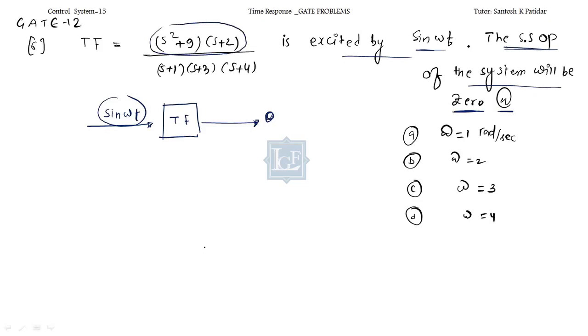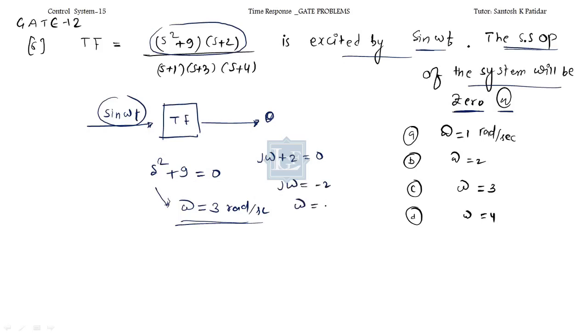definitely output will be 0 or not, tell me. When will the numerator be 0? When omega squared plus 9 will be 0. So omega equal to 3 radian per second. Correct. By solving this you will get this. If you compare this to j omega plus 2, j omega equal to minus 2, it's negative, frequency is not negative. So this is not correct. Correct. So this is the correct one.